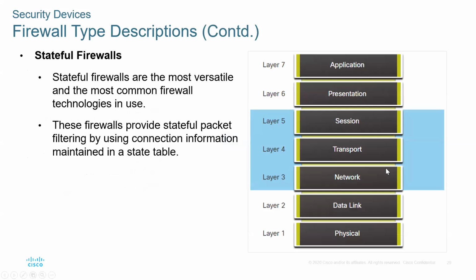The more popular ones and more expensive ones are going to be your stateful firewalls. And these are more versatile. As most common firewall technologies that are here, you can see anywhere from layer 3 all the way up to layer 5, and they provide stateful packets. So we can make sure that that session is there. We can make sure of the type of traffic there. And even some firewalls will go clear up to layer 7, where they're doing deep packet inspection to figure out what that application is.